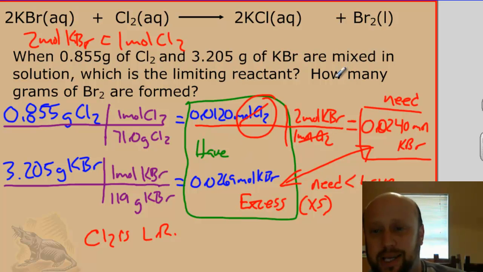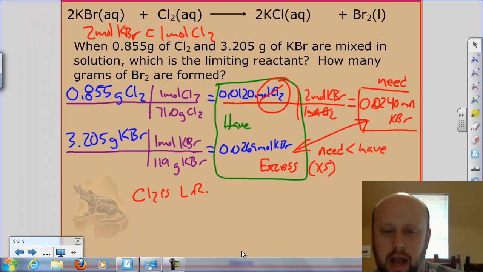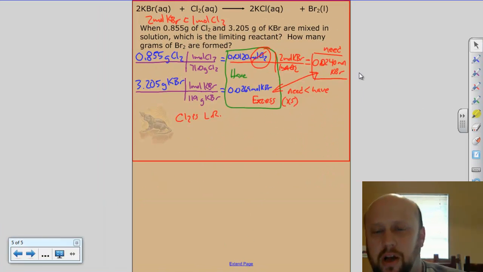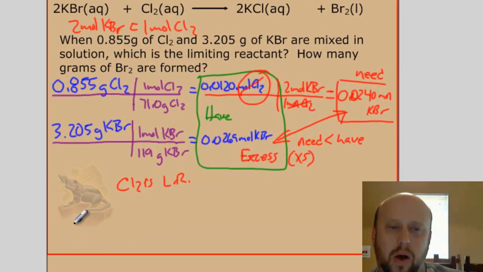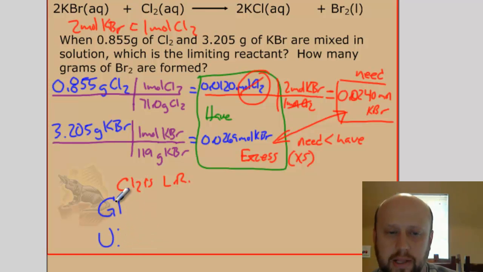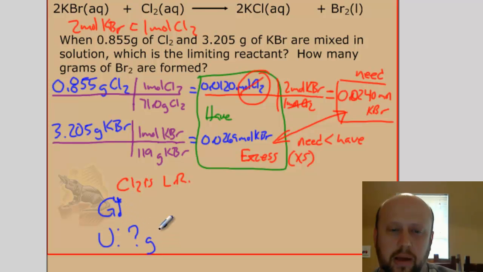You should have noticed that there is a second question there as well, and that second question says, how many moles of Br2 are formed? Okay, so now it gets a little trickier. So now this is a typical given and unknown type of problem. So what I'm looking for is grams of Br2, and what I have is how many moles of Cl2.